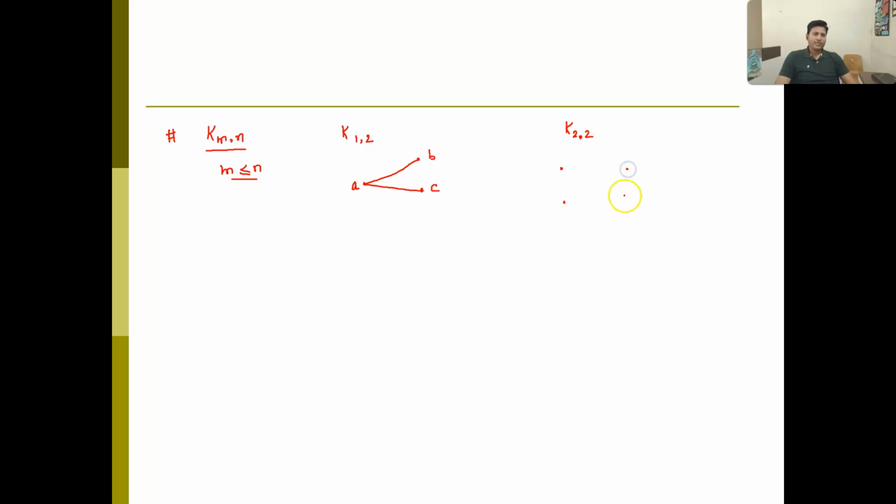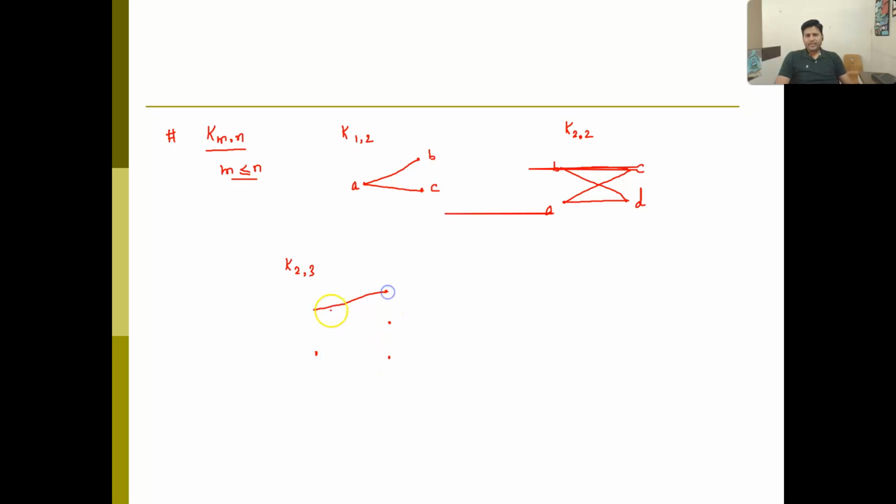And all the vertices of opposite partitions are connected to each other. So this is how a graph K22 looks like. We can give the names A, B, C, and D. If I want to draw K2,3, the first partition has two vertices, the second has three vertices.